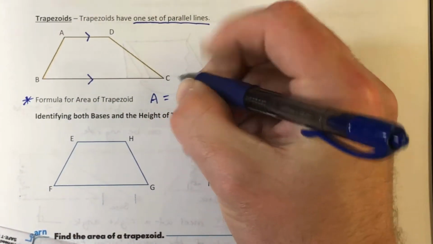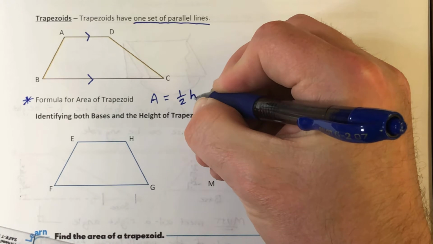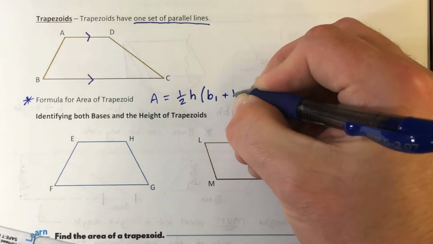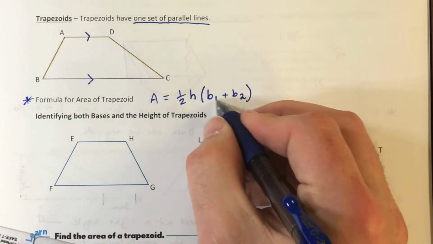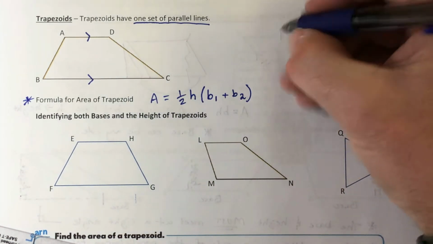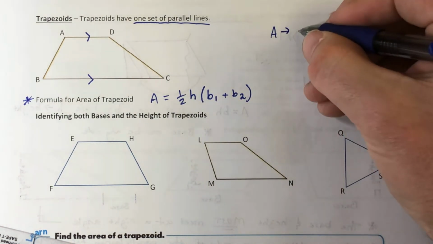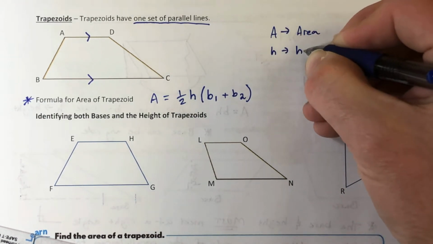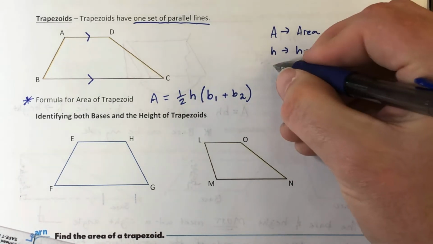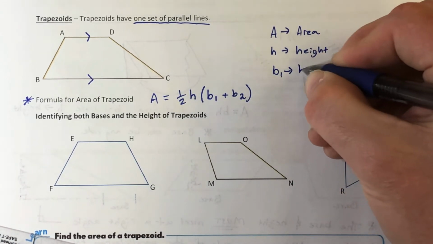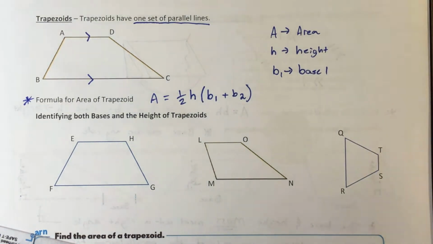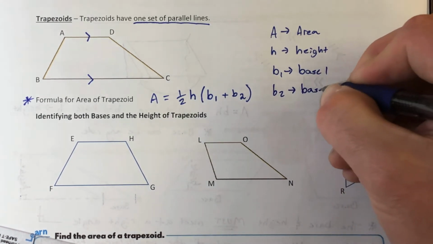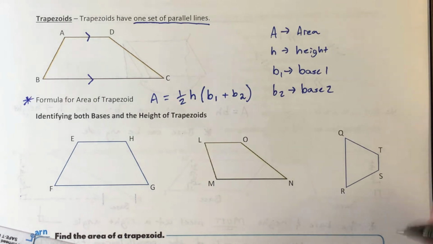Okay, what is our formula for area of a trapezoid? A equals 1/2 times height times, in parentheses, B sub 1 plus B sub 2. That stands for base 1 and base 2. So let's go over our letters. A again represents area. H represents height of the trapezoid. B sub 1 represents base 1, or essentially one of your bases. And B sub 2 represents base 2, or in other words, your second base.